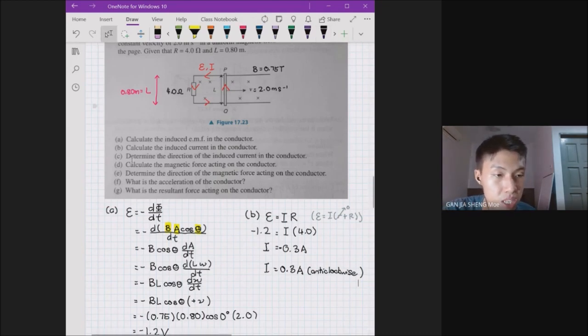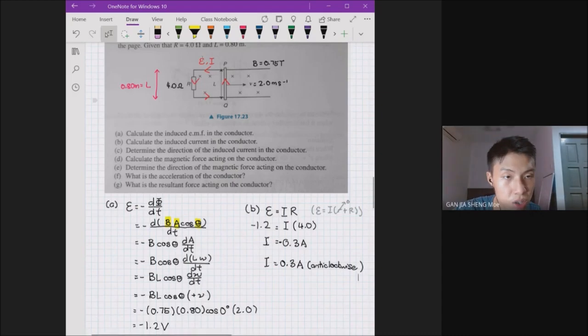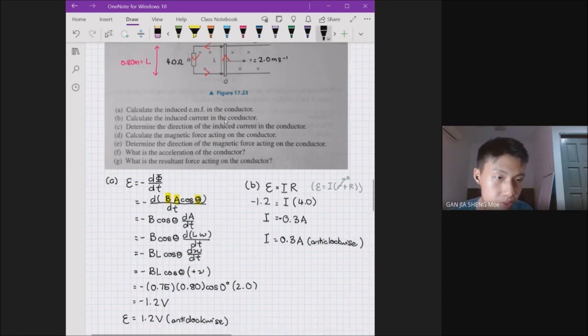Let's move on to question C. Determine the direction of the induced current in the conductor. In the conductor, you should expect the induced current to be flowing upwards. This is the linear conductor, so it should flow from Q to P. So you can just state Q to P. You can say Q to P, then I think that's enough already.